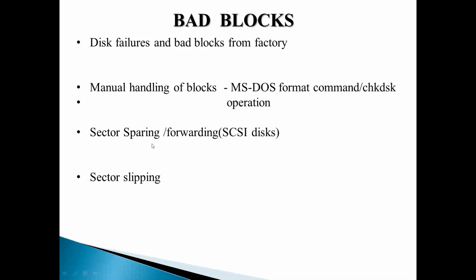The second approach to handle bad blocks is by using sector sparing or forwarding. Now, we know that we have SCSI disks which are used in high-end computer systems. SCSI stands for Small Computer Systems Interface. They make use of sector sparing or forwarding. Here the device controller will keep maintaining a list of bad blocks on the disk, and this list will be initialized during low level formatting at the factory itself, but then it will be updated throughout the life cycle of the disk.